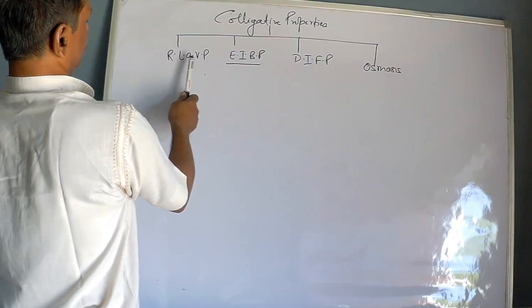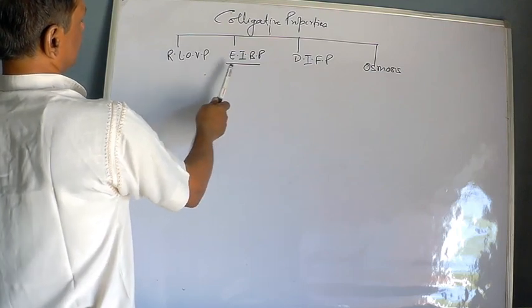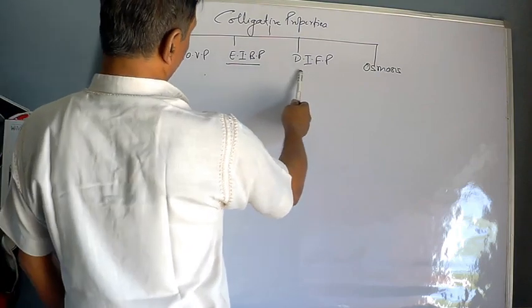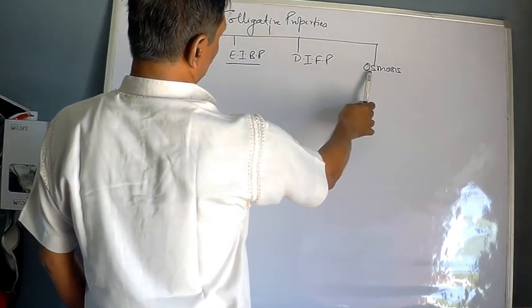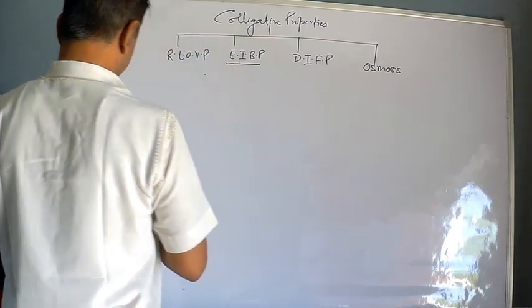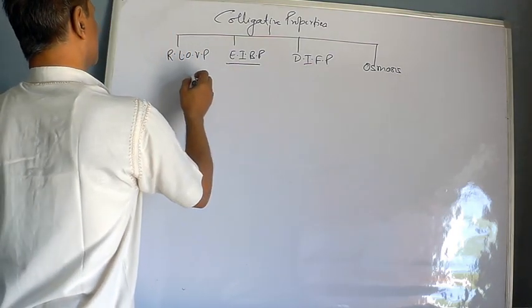First, relative lowering of vapor pressure, that we already did. Second, elevation in boiling point, that is the topic of today. Third is depression in freezing point, and the last one is osmosis. So today we'll take up elevation in boiling point. Let us start with a graph.